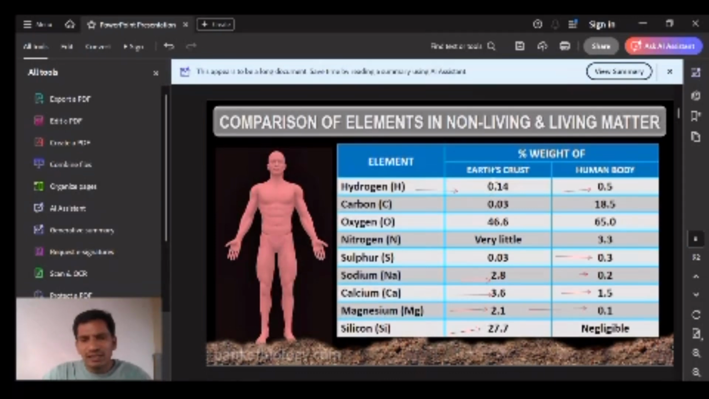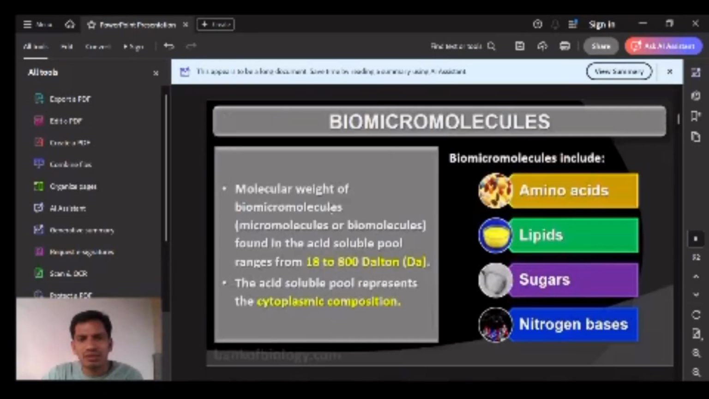Did you find any equal amount between the earth's crust and the human body? No equal amount. But in the earth's crust, oxygen is the highest. In the human body, the highest percentage is also oxygen, at 65. Very little quantity in the earth's crust is sulfur, 0.03, and in the human body 0.3 and 0.1 are there. Such high and low values are likely to be asked.